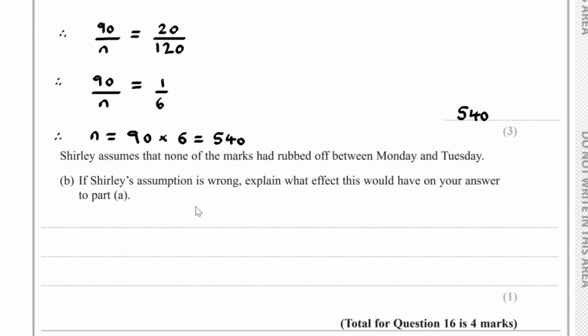But now for part B, Shirley assumes that none of the marks had rubbed off between Monday and Tuesday. If Shirley's assumption is wrong, we explain what effect this would have on our answer to part A. Well, there will be fewer bees.